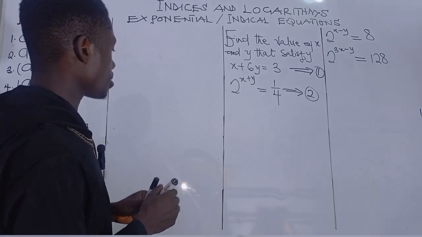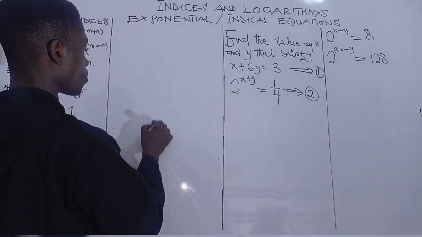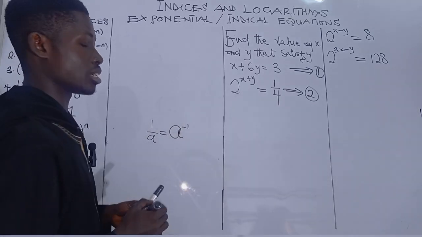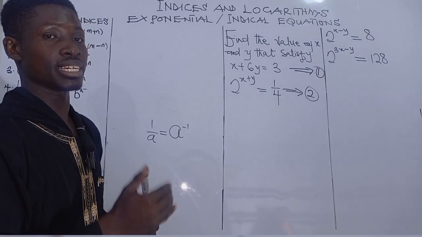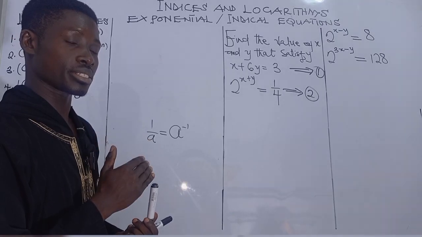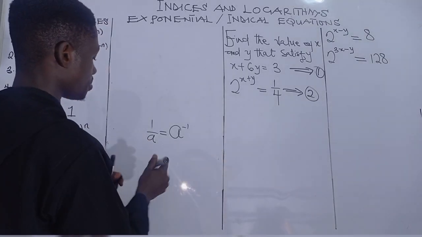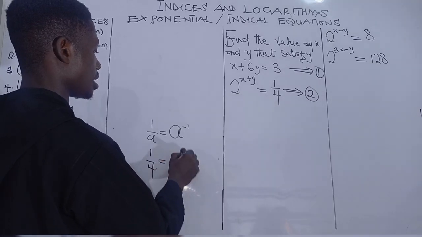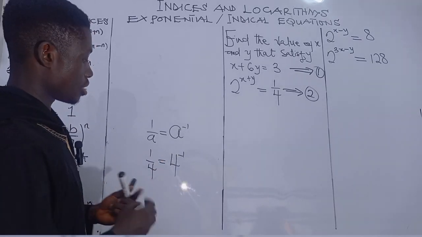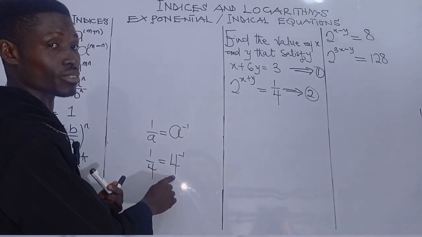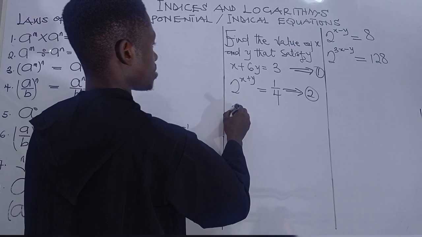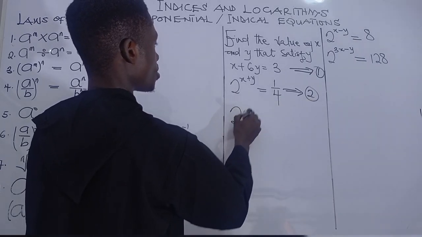So when you have 1 over a, we can write it as a raised to the power negative 1. That is the negative index property of indices. So when you have 1 over 4, we can write it as 4 raised to the power negative 1. So in place of 1 over 4, we are going to write 4 raised to the power negative 1. So we have the second equation to be 2.